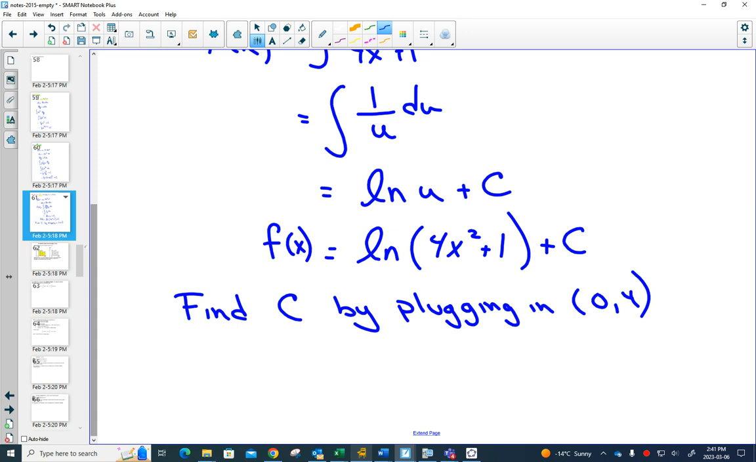Is that the right point? Yes. They tell us that it goes through the point 0, 4. So we've got an equation for f of x, but there's still a plus c. If we want to solve for c, we can plug in the point. We know that when x is 0, y is 4.